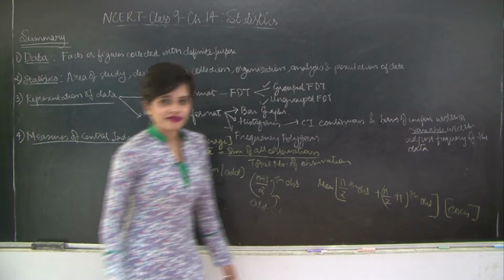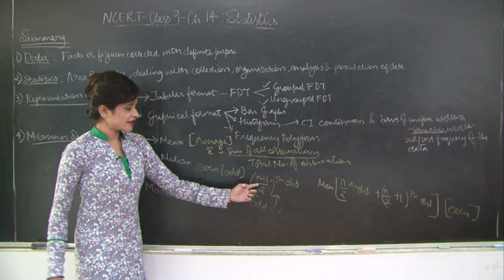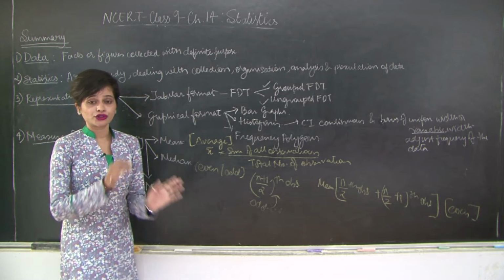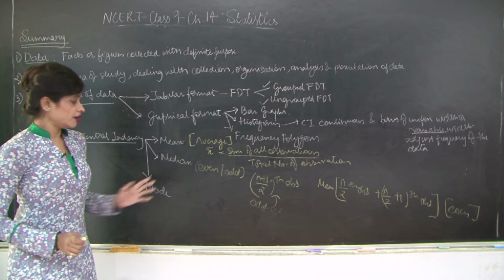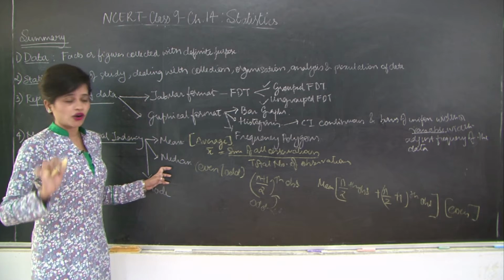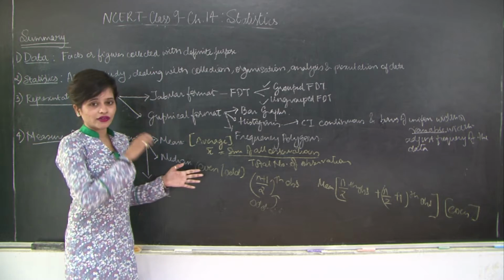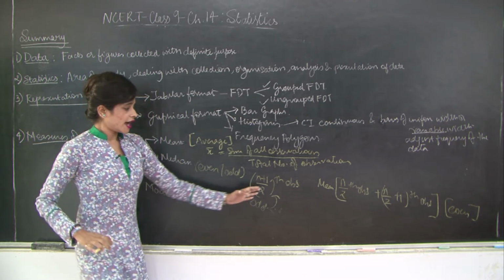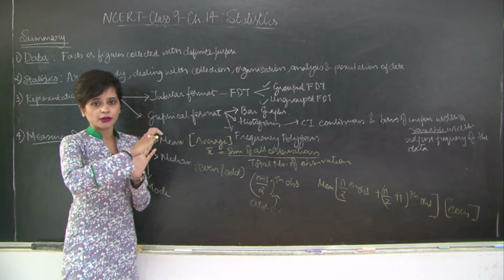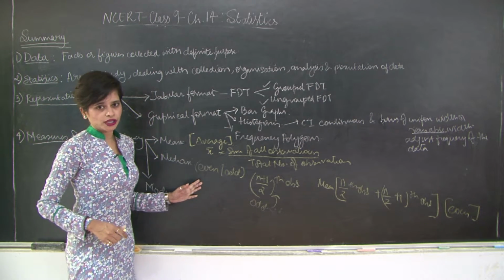So let's say you have 7 observations. What would be the median? The median would be 7 plus 1 upon 2, which is 8 upon 2, which is the 4th observation. So the 4th observation would be your median. But it's very important to find the median that you arrange your data into either ascending or descending order. Once you've arranged your data and found the 4th observation, you can count from the left or from the right and find the observation which would be the median.